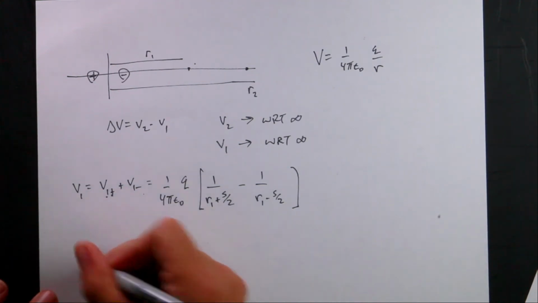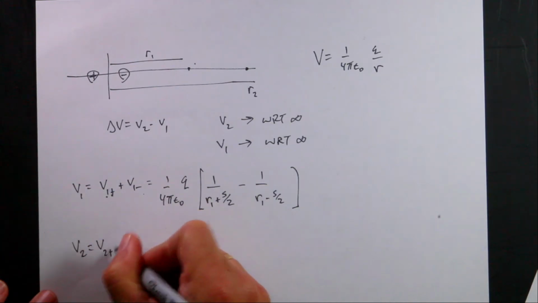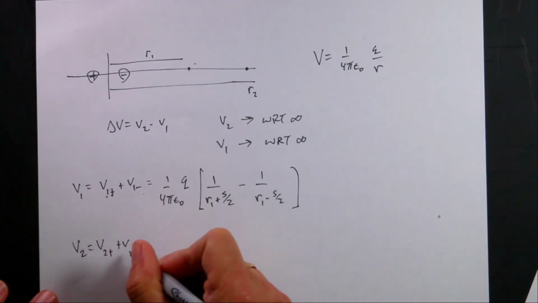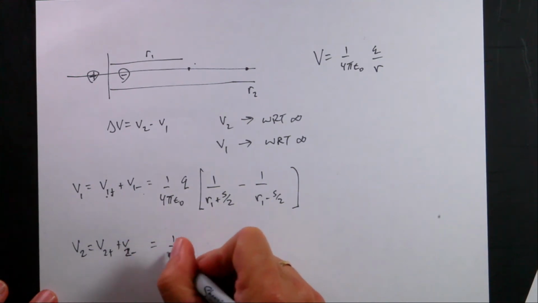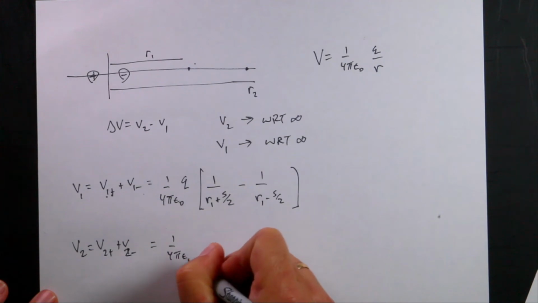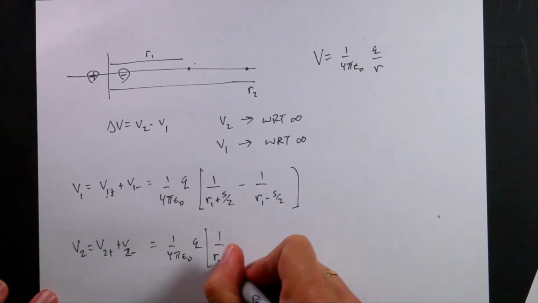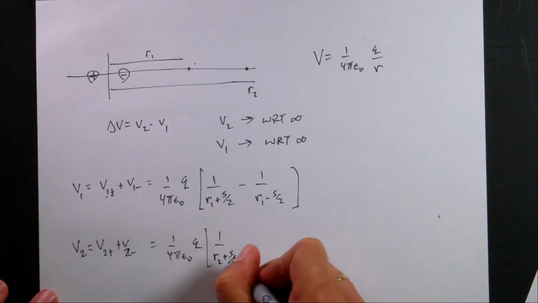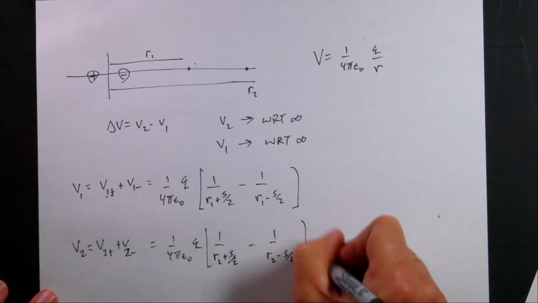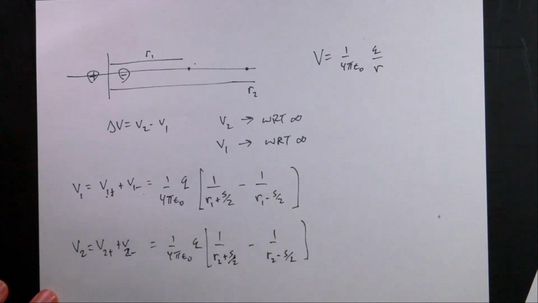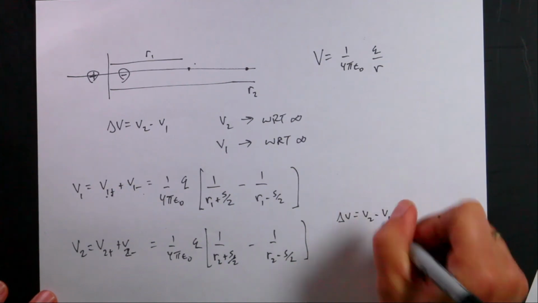Okay. And then V2 is going to be the same thing: V2 plus plus V2 minus equals, again, 1 over 4 pi epsilon naught Q, times 1 over R2 plus S over 2 minus 1 over R2 minus S over 2, because it's closer to that one. And then delta V equals V2 minus V1. Now I could put in my numbers here.